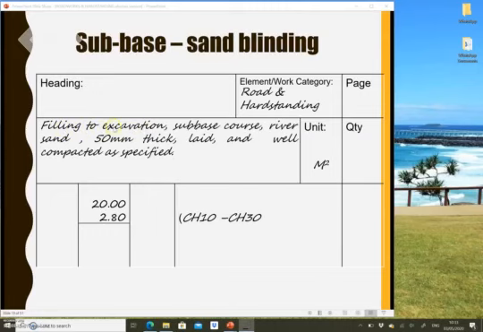Filling to excavation. This is a layer, sub-base course, using what type of material? It is using river sand. The thickness is 50 mm. What are the things that you need to do? Laid and well compacted as specified. Again, the unit is meter square and the dimension is the length and the width.